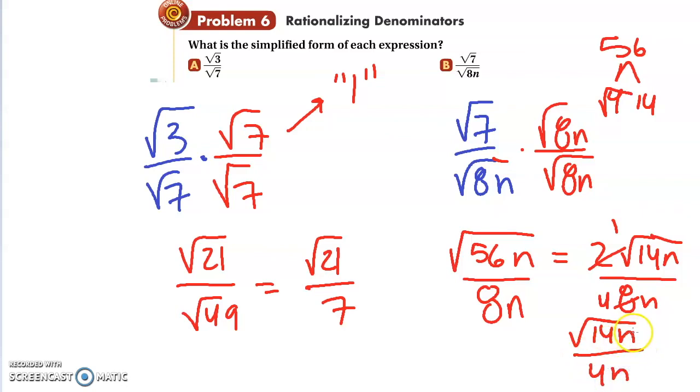Now, can this n and this n cross cancel? No. Why not? Well, because this n is inside the square root and this one isn't. They're two technically different degrees, but we don't need to worry about that right now.